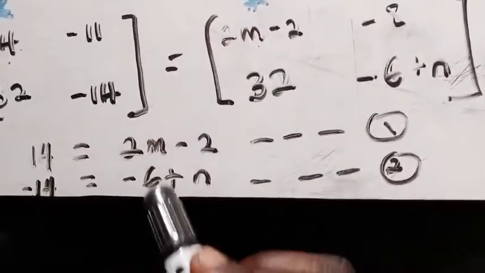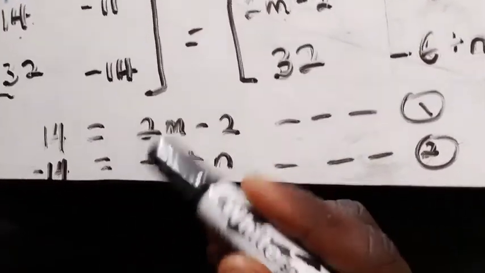At this point, you have these two different equations. We call this a simultaneous equation. You should know how to solve simultaneous equations.